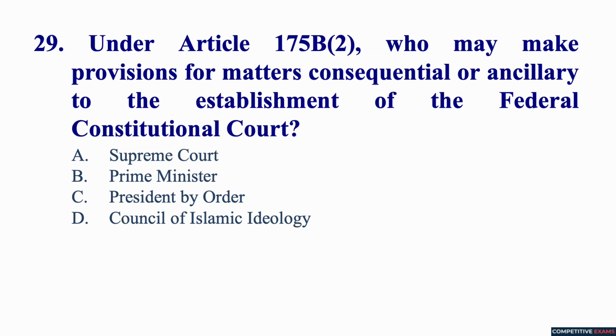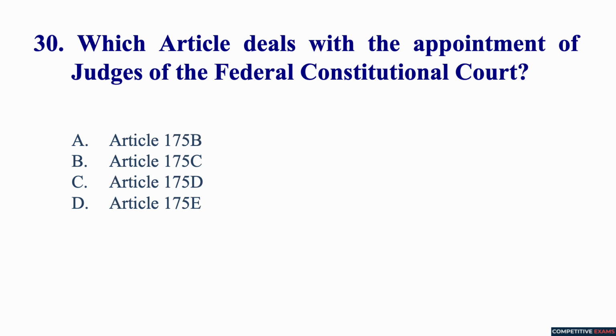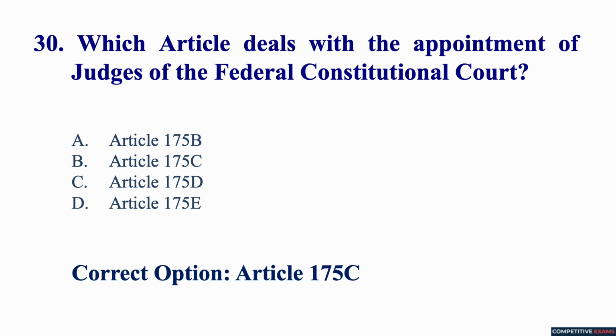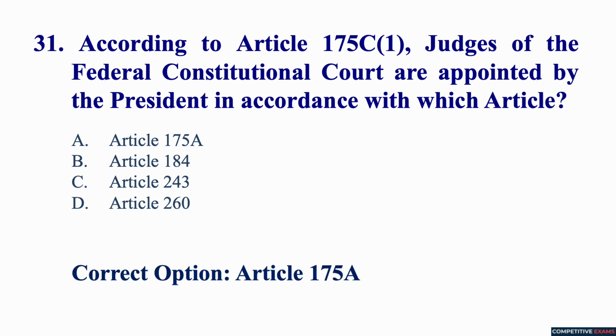Under Article 175B(2), who may make provisions for matters consequential or ancillary to the establishment of the Federal Constitutional Court? President by order. Which article deals with the appointment of judges of the Federal Constitutional Court? Article 175C. According to Article 175C(1), judges of the Federal Constitutional Court are appointed by the President in accordance with which article? Article 175A.